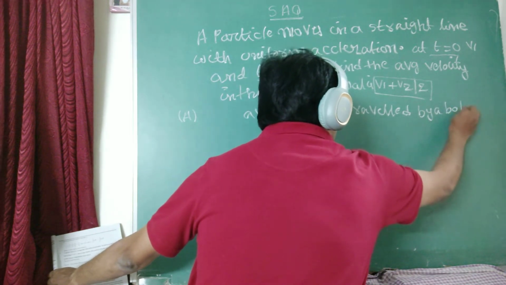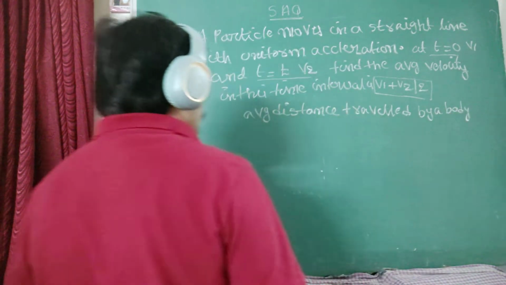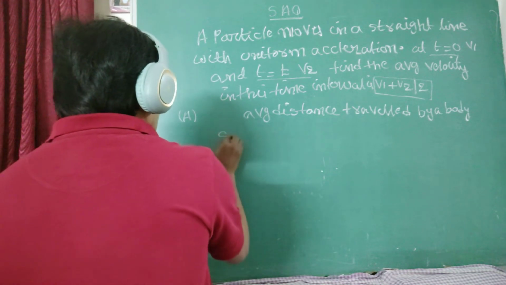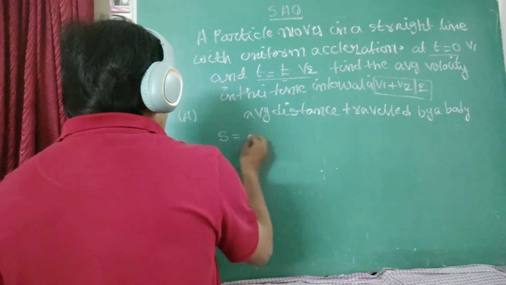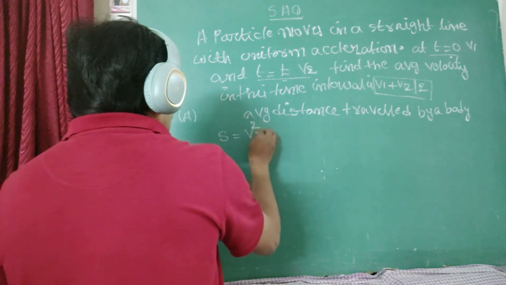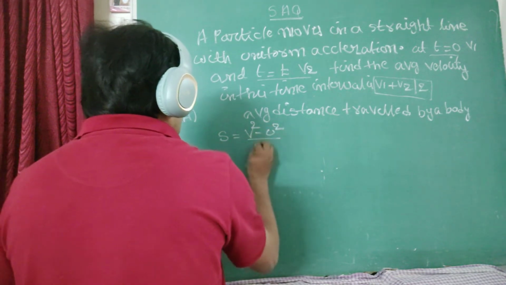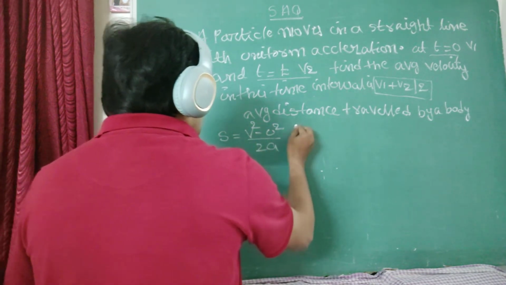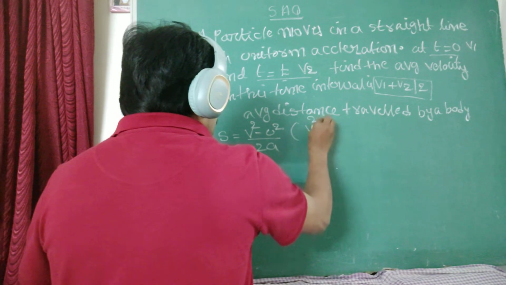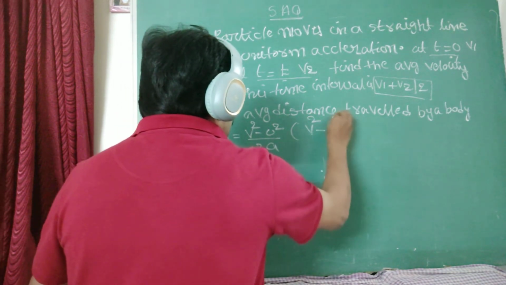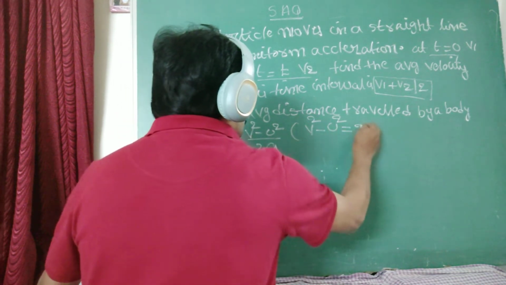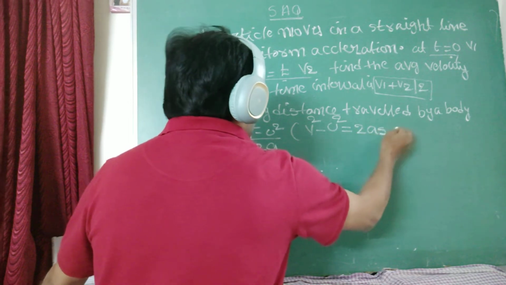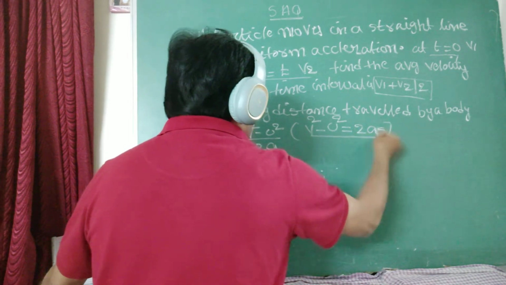Average distance traveled by a body. Now that one I am showing now. S equals v square minus u square by 2a, already know the basic formula. In the sense now, here I am writing the standard form of this value: v square minus u square equals 2as. It is applicable in uniform motion.